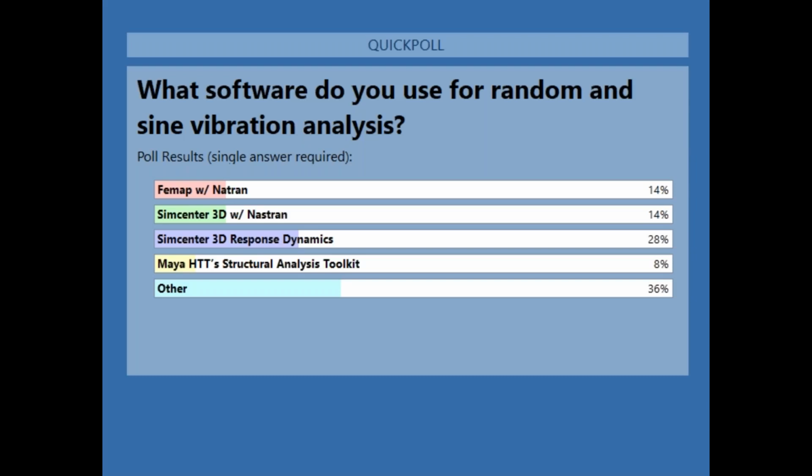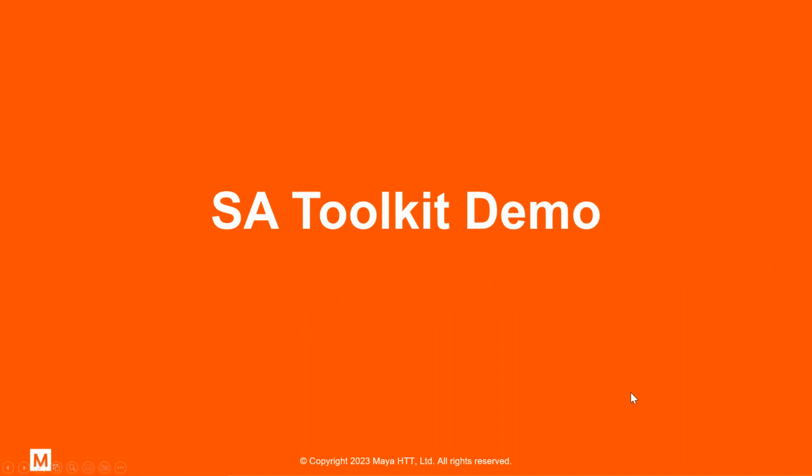There's a good split between FEMAP and SimCenter 3D. There's a good chunk of people that are using the 3D response dynamics, which is good. That actually has SATK built in, so you're already taking advantage of a lot of the speed. And then the others. Unfortunately, I didn't have more questions. I would have liked to break that down even further and see what everyone's using. But let's go ahead and hide that.